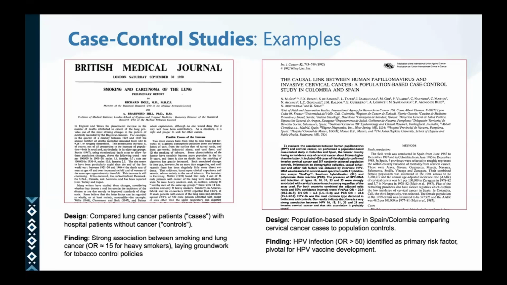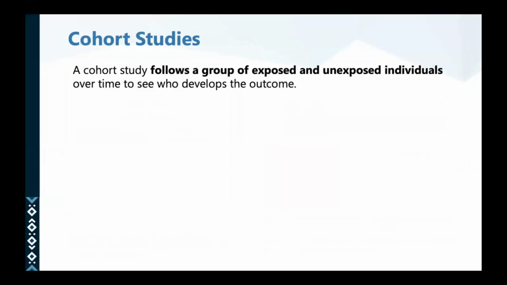They observed an odds ratio of more than 50, meaning that patients who were infected with human papillomavirus were 50 times more likely than those who were not to develop cervical cancer. This is really the groundbreaking study that led to what we have now as even HPV vaccination that prevents cervical cancer. So let's move to the next study design, which is cohort studies.